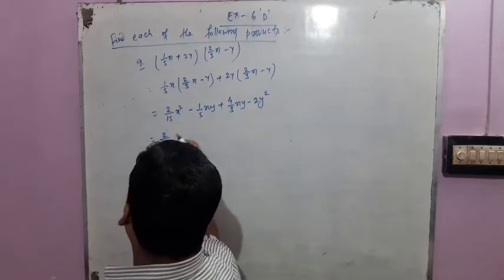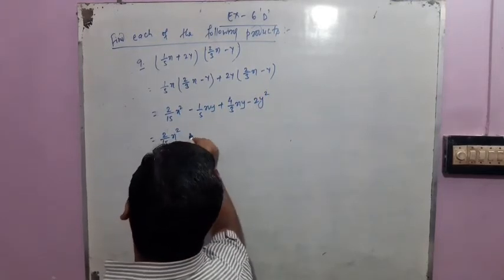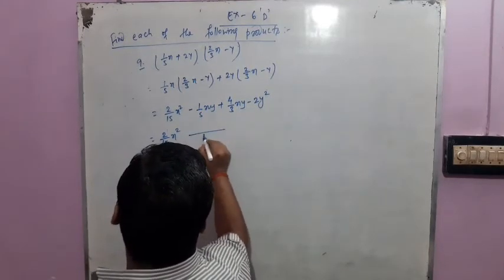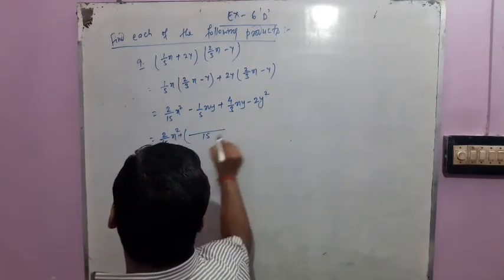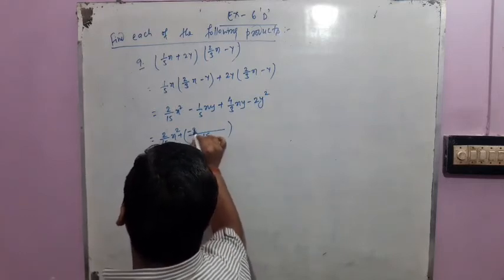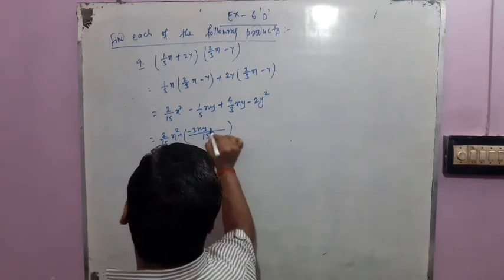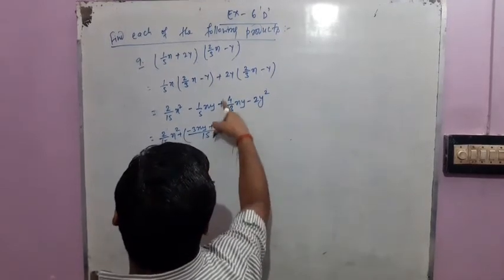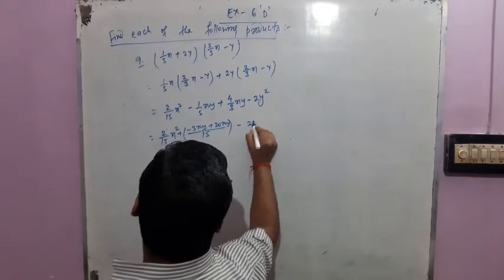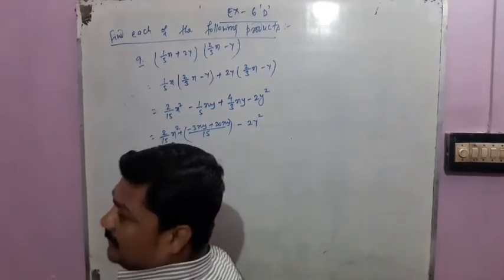2/15 x square. Now take the LCM of 5 and 3 here. The LCM will be 15 here. Give a sign of plus here. 5 threes are 15, that is minus 3xy. 3 fives are 15, 4 fives are 20xy, minus 2y square. Okay, friends.